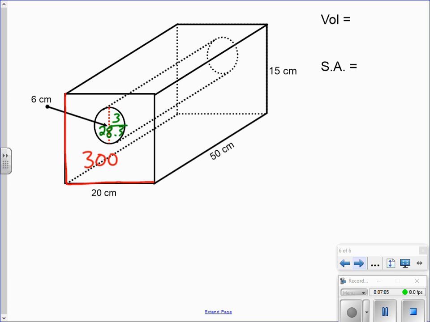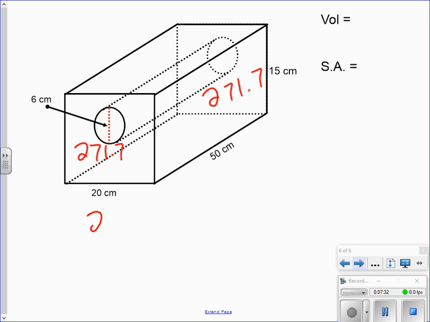It's going to be difficult because now I've got decimals, but now I've got 300 minus the circle, which is 28.3. 271.7. So I'm going to write that down on the back. And I don't need that anymore, the stuff here, so I'm going to write it down on the front too, 271.7.